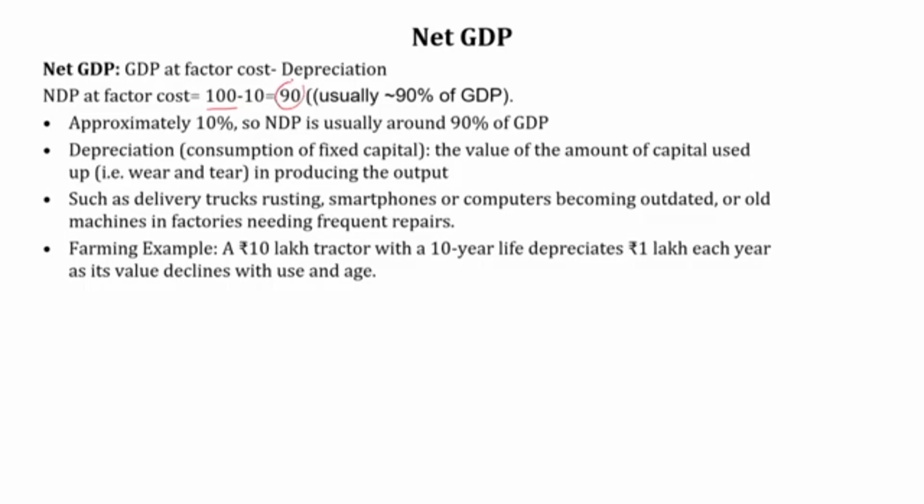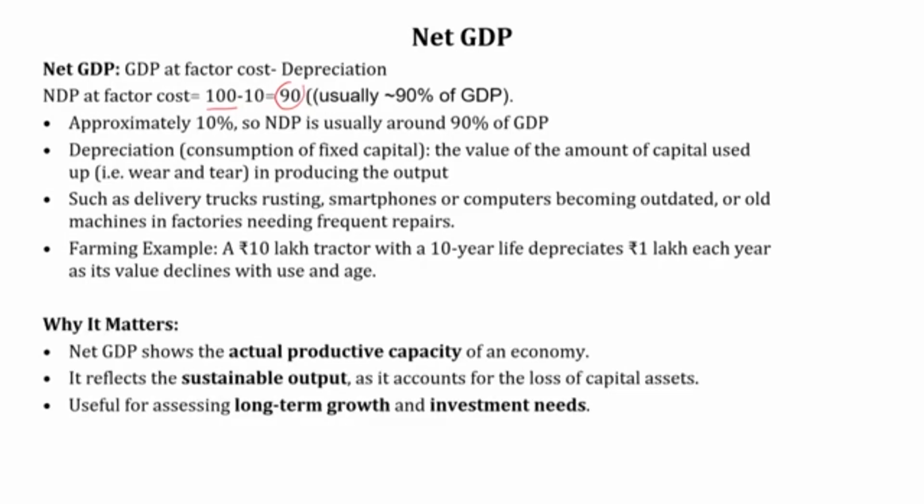Normally, on average in India, when you go through India's GDP figures, you can see that approximately 10% is the depreciation value normally accounted. So NDP is usually around 90% of the GDP at factor cost. Depreciation is also called consumption of fixed capital. That is the value of the amount of capital used up, that is, the wear and tear in producing the output.